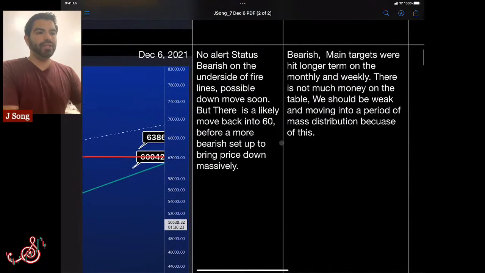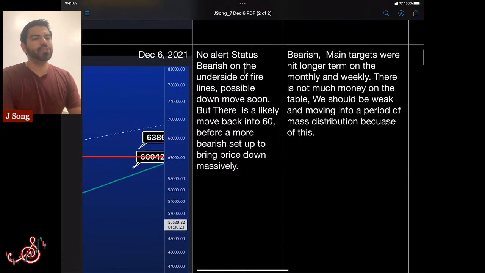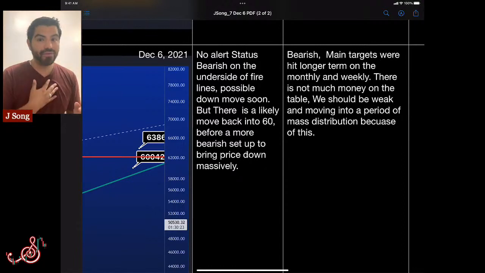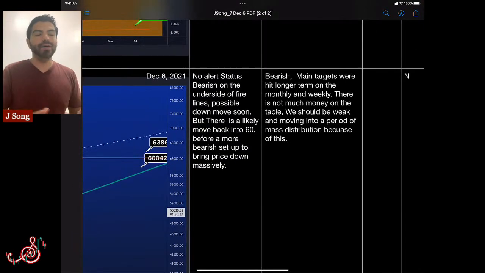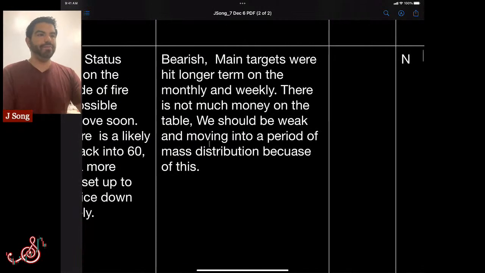And I put that, see, no alert status, bearish on the underside of fire lines, possible down move soon, but there's likely a move back to 60K before a more bearish setup to bring price down massively. These are just some notes that I have. This is just so you guys can see what's on my watch list, what notes we last talked about in either a dive, or on the website itself, just me typing, or in a YouTube video.